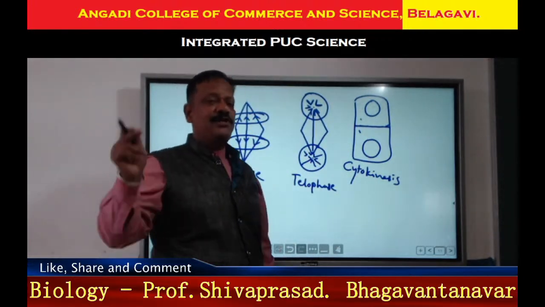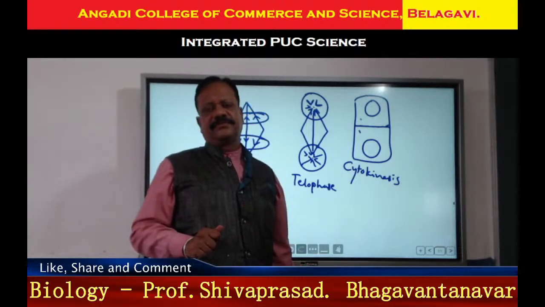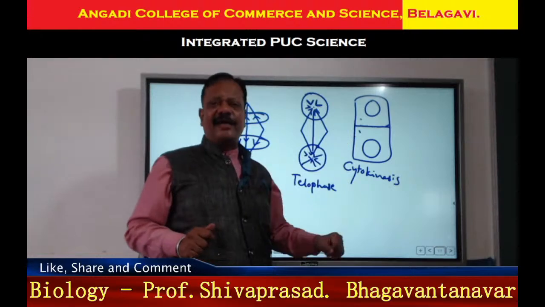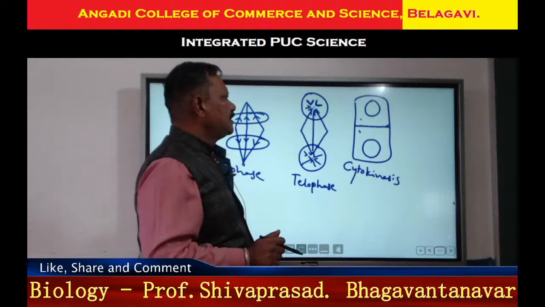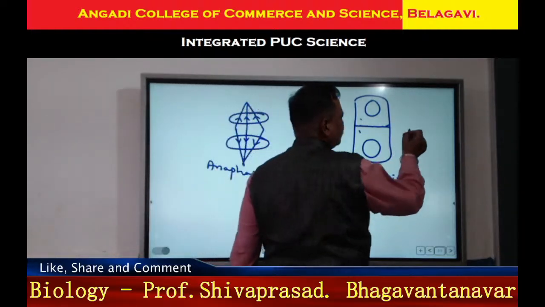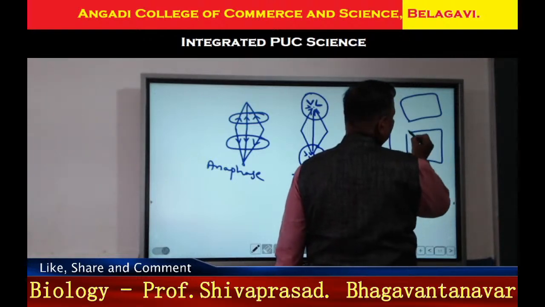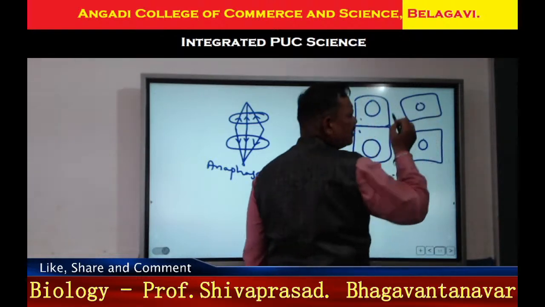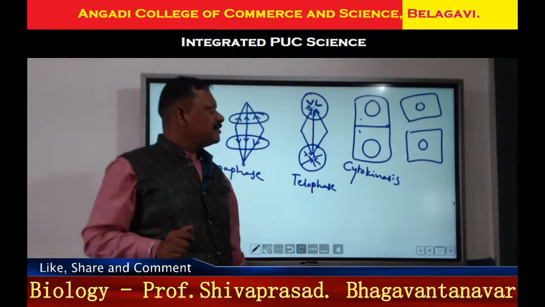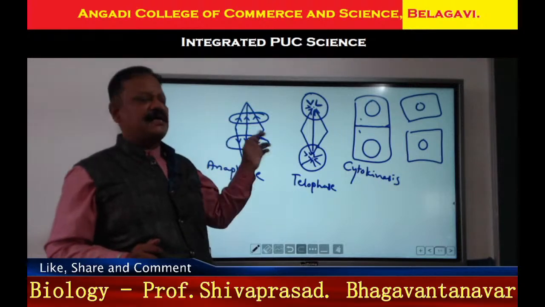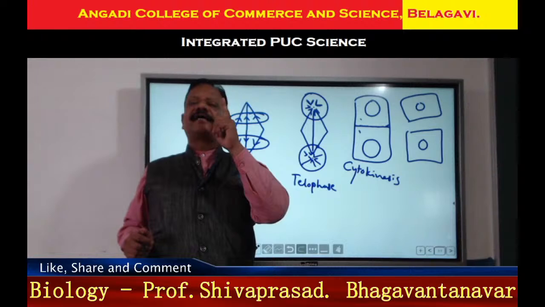So, division of the nucleus, you are calling it karyokinesis. Then, division of the cytoplasm, you are calling it cytokinesis. And then the cell wall formation and all the things are taking place. After that, two separate cells are produced with all inclusions of the cell, and a single cell gets converted into two cells. That process you are calling mitosis.